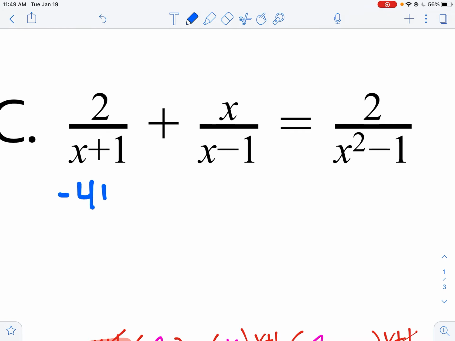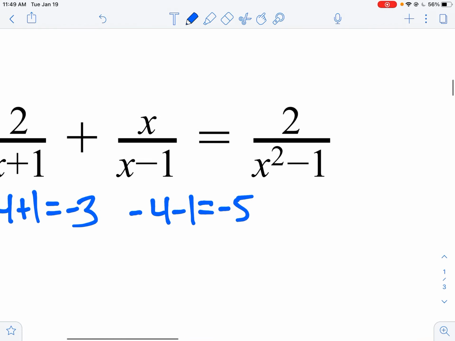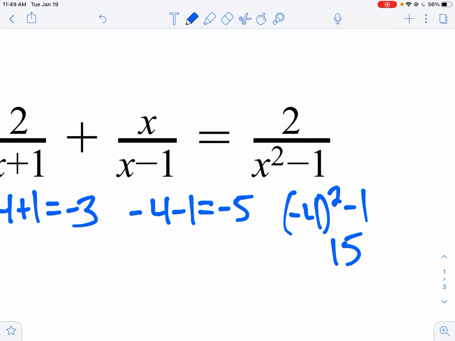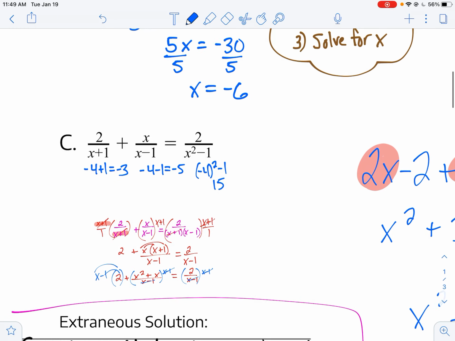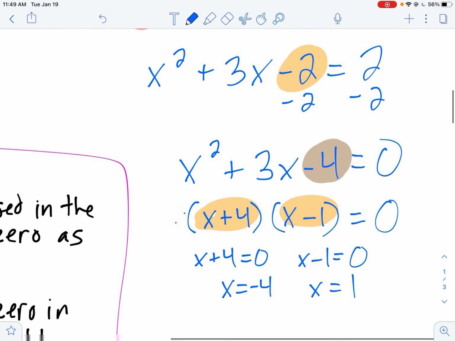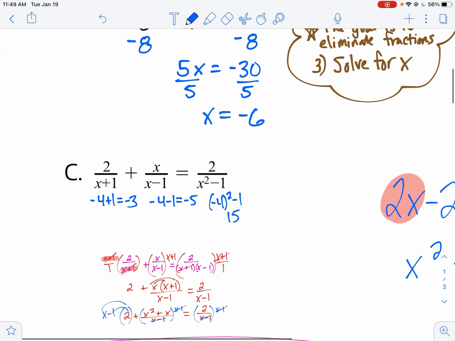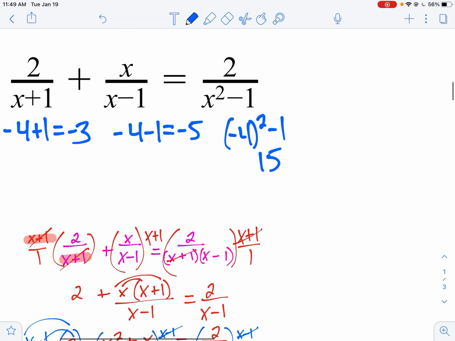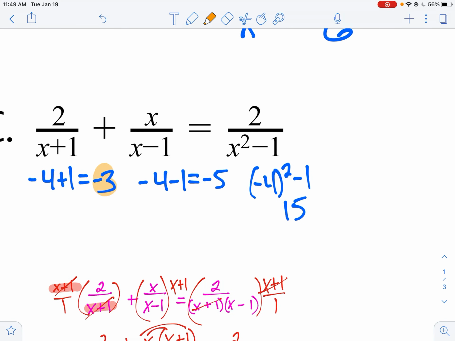So I get negative 4 plus 1 equals negative 3. Okay, that seems like it's a reasonable denominator. Not great, but I'll take it. Negative 4 minus 1 equals negative 5. Okay, I could take that. Then we get negative 4 squared minus 1 gives me 15. Again, these are all things I can deal with. I'm just double checking to make sure I got this right. Yep, x would equal negative 4. So that's what we're looking for. We're looking for if we're getting reasonable denominators here.